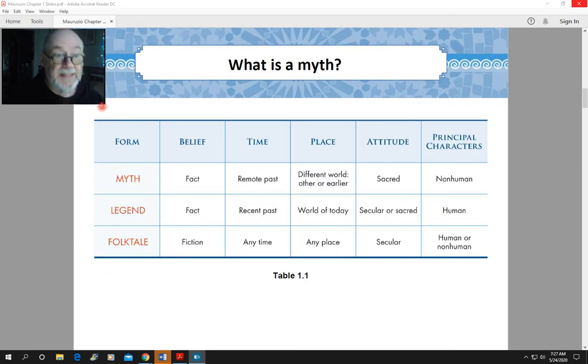So this table here is also in your book on what is a myth, and it divides up 3 types of stories that we will see in this book that are generally under myth. Legend and folktale are not technically myth the way it gets defined, but we will be looking at legend and folktale both. For instance, has a lot of folktale.